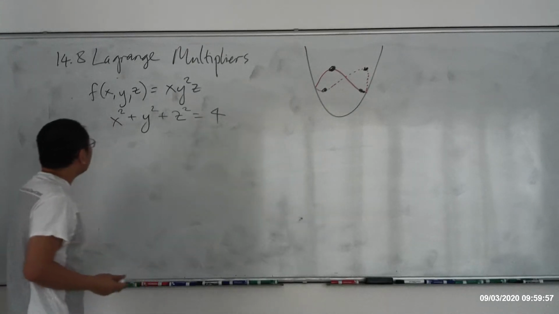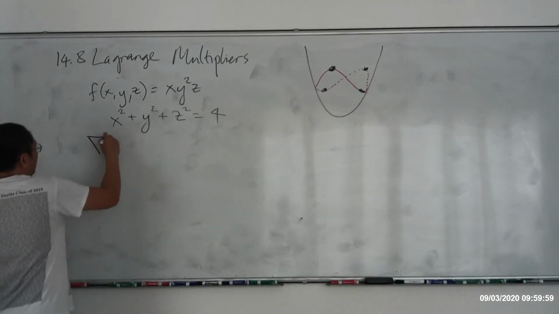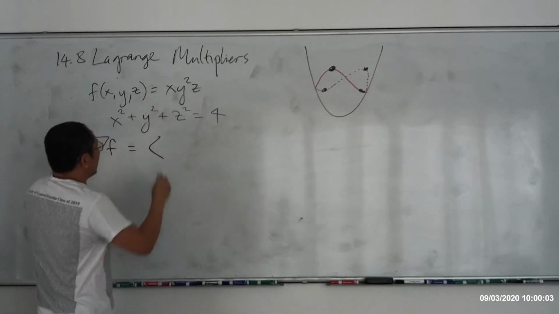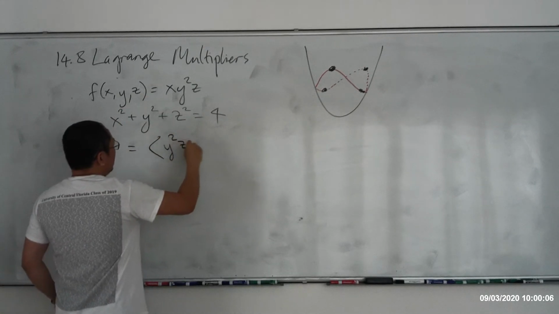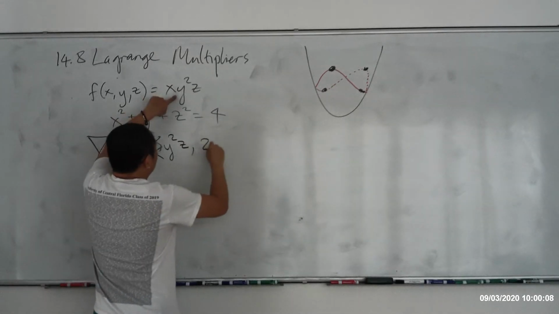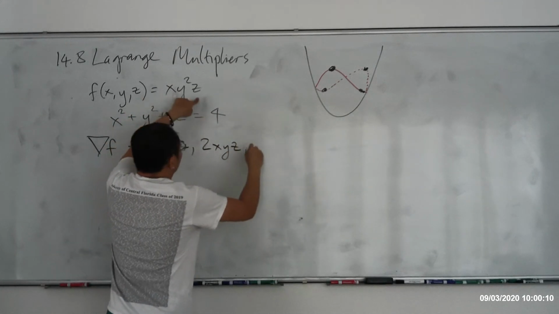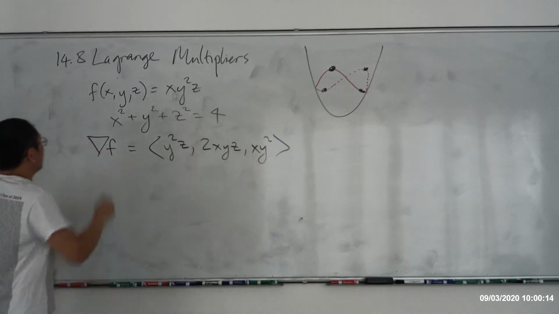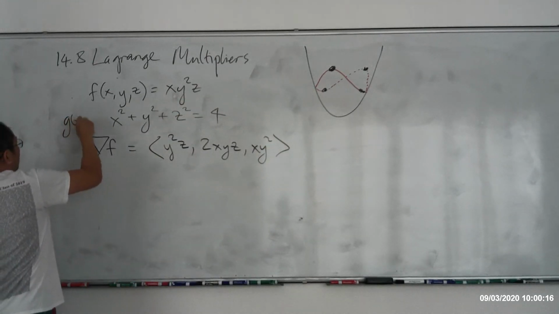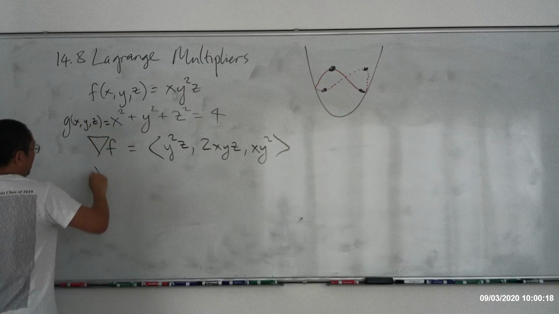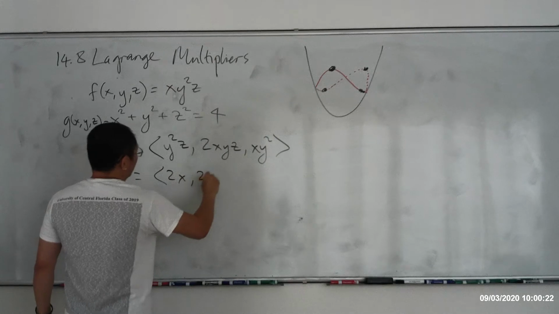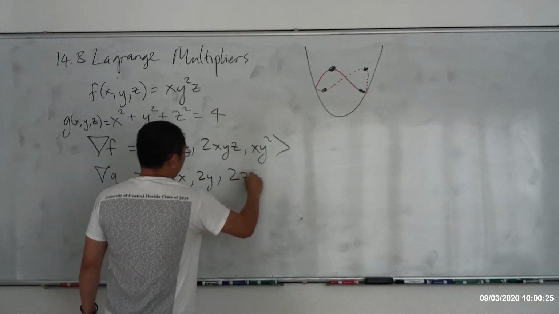Okay. So normal step, gradient of f: with respect to x, I got y squared z. For y, I got 2xyz, and for z, I got xy squared. Okay, and this is my function g right here. So I calculate gradient of g. I got 2x, 2y, and 2z. All right.